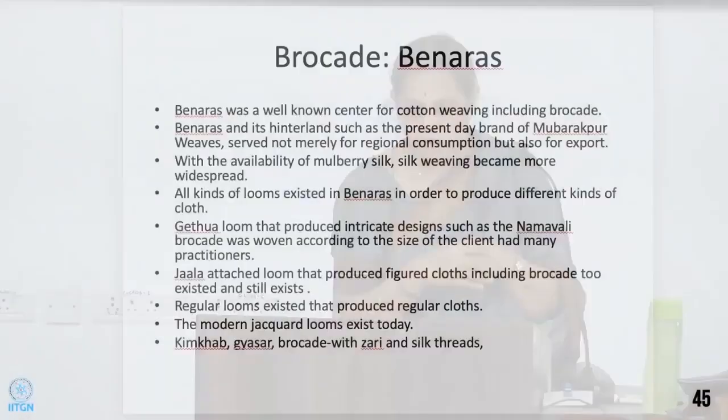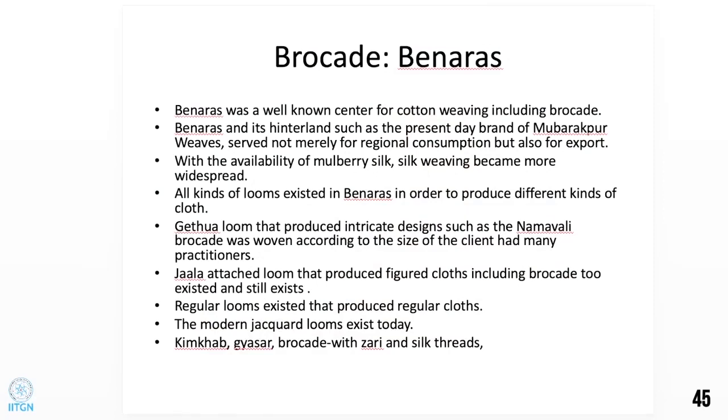whether they came from Uzbekistan and Bukhara, or else the Persian region. They picked up all kinds of technologies. There was space for all of these people. So the Gatwa loom, like I mentioned yesterday, the Namavali. Now the Jala attached loom that produced figured cloths, including brocade, too existed and still exists. Besides, you have regular looms that produce regular cloths. The modern jacquard loom will also exist. So on the one hand, you'll have the Gatwa loom, which has now been revived, and now you'll also have the modern jacquard loom. Okay, kimkhab.